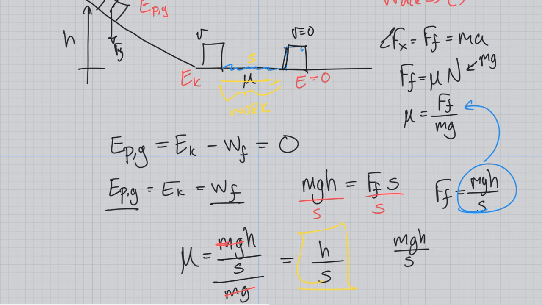Another way to write that, which might help people, would be mgh divided by s, and then instead of dividing by another number, we can simply multiply by the reciprocal, which would be 1 over mg. And so again, here we can see that the mg's are going to cancel out, and the thing that I would be left with would simply be h over s.